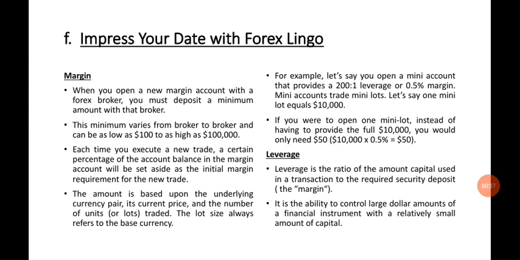Margin. When you open a new margin account with a forex broker, you must deposit a minimum amount with that broker. The minimum varies from broker to broker and can be as low as $100 or as high as $100,000. Each time you execute a new trade, a certain percentage of the account balance in the margin account will be set aside as the initial margin requirement for the new trade. The amount is based upon the underlying currency pair, its current price, and the number of units or lots traded. The lot size always refers to the base currency.